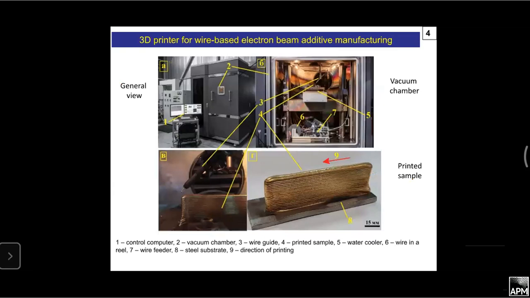The next slide shows some figures with a general view of the 3D printer for wire-based electron beam additive manufacturing.